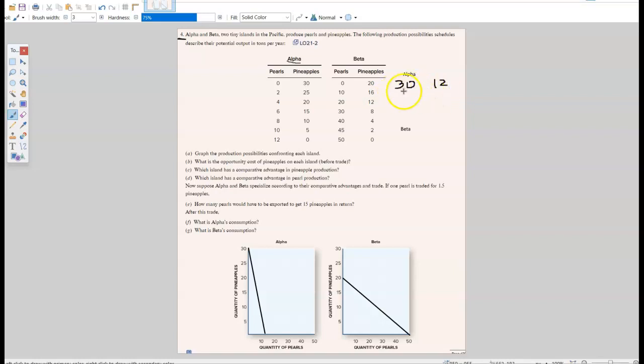Well, the way you're going to do this is you're going to divide both sides by 30, because I want pineapples to be 1. So if I divide this by 30, this is going to turn into a 1. Now I got to divide this by 30.